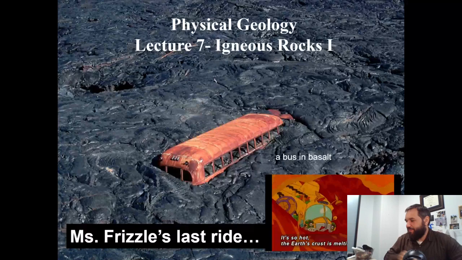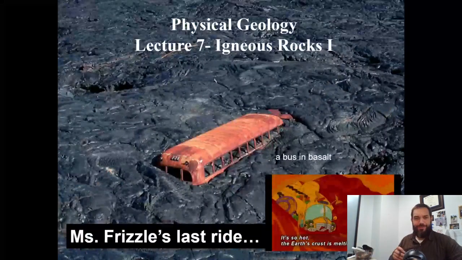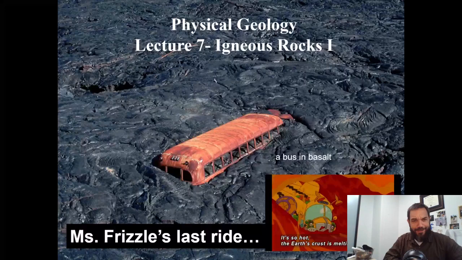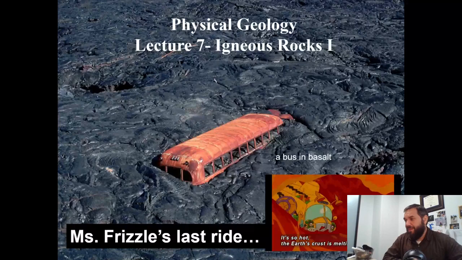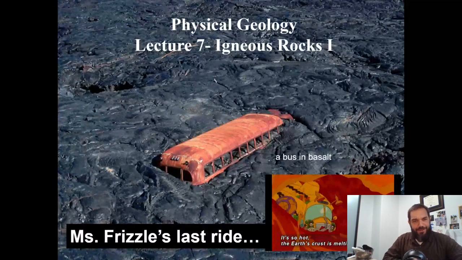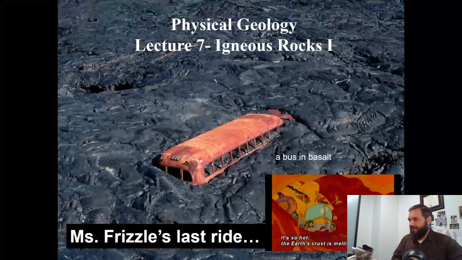But it's funny because I actually had this excerpt from Miss Frizzle in the Magic School Bus talking about igneous rocks and how the earth melts. And I hate Miss Frizzle in some ways because she perpetuates a lot of common misconceptions. But it says here, the earth's crust is so hot it's melting.